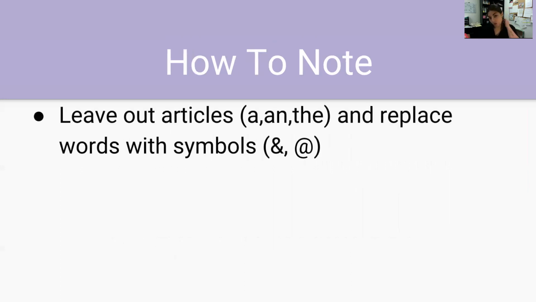If the instructor is speaking really fast, we want to leave out anything that we don't need to understand the meaning of what we're writing. So a, and the is usually unimportant, and we can replace words with symbols. And can be replaced with a symbol. At can be replaced with a symbol as well. Sometimes we can leave out vowels.